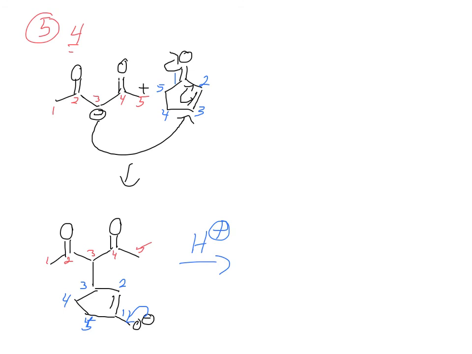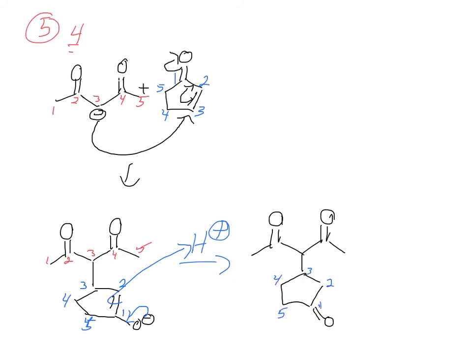Where is this enolate right here a good nucleophile? The oxygen, carbon 1, or carbon 2? It's not oxygen. It's carbon 2, right? The alpha carbon. And there's your final product. 1, 2, 3, 4, 5. Right? So these dicarbonyls attack beta.